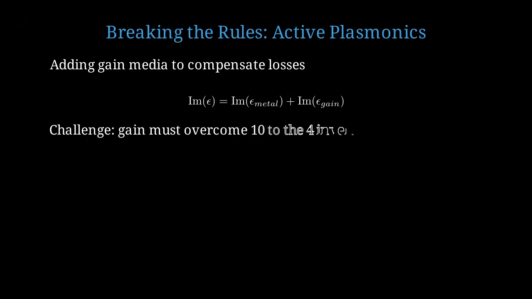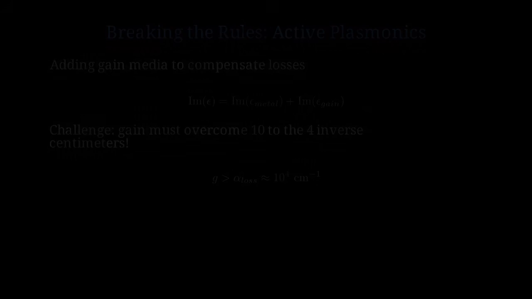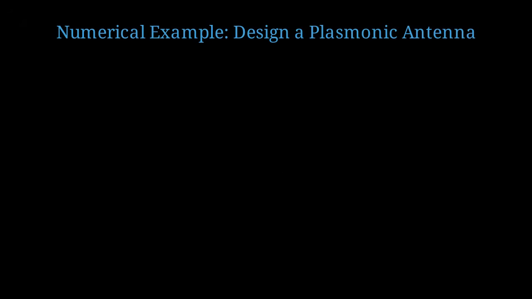The challenge is that we need gain coefficients exceeding 10,000 inverse centimeters to overcome plasmonic losses. The gain coefficient G must exceed the loss coefficient alpha, which is typically 10,000 inverse centimeters. Let's work through a complete design example to see how all these concepts come together.